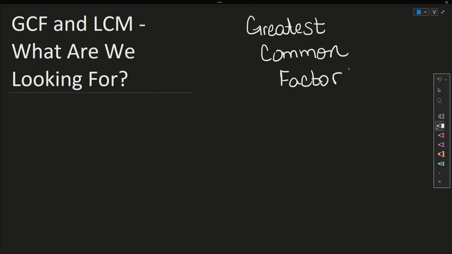Let's begin with the greatest common factor. The greatest common factor of two numbers is the largest factor that both numbers share. One way to find the GCF is to list all the factors of each number and then compare them. Let's think of 12 and 18.